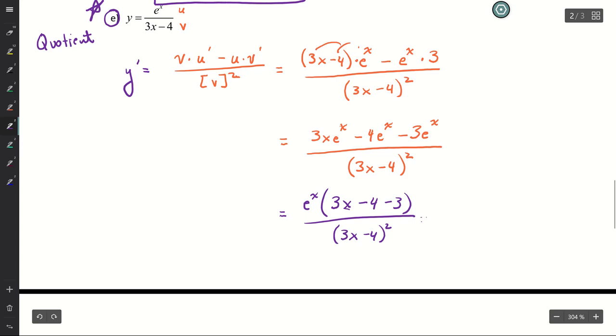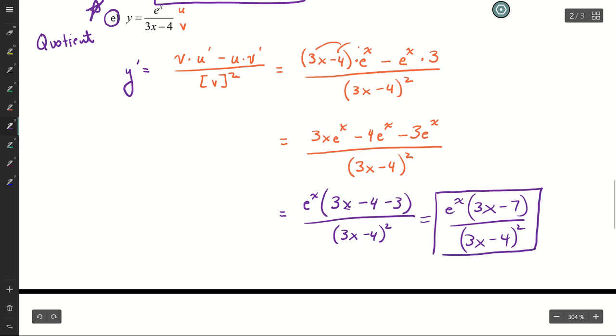So the final answer for this particular one is going to end up being e to the x, and then 3x minus 7, and then all of that is over 3x minus 4 all squared. And notice here, nothing cancels after you've done your factorization, but you do want to make sure that you try to factor completely.